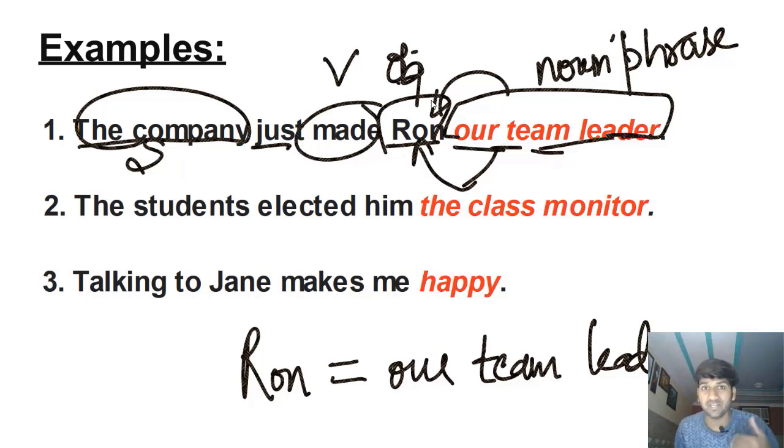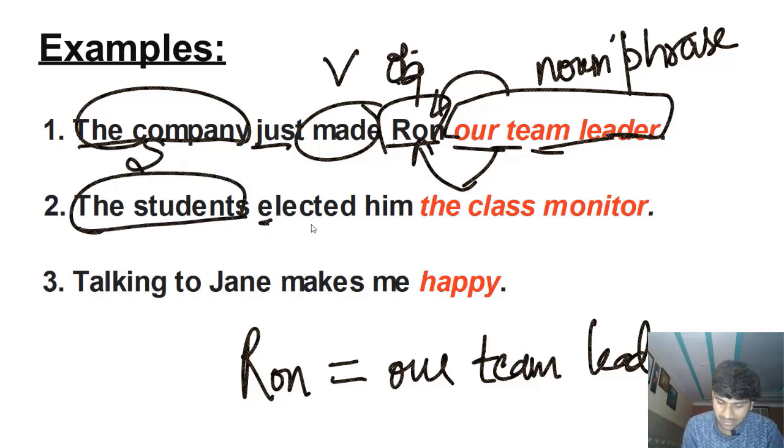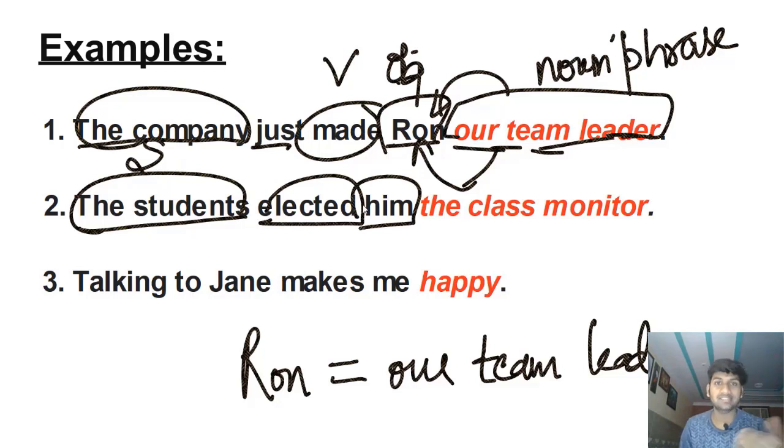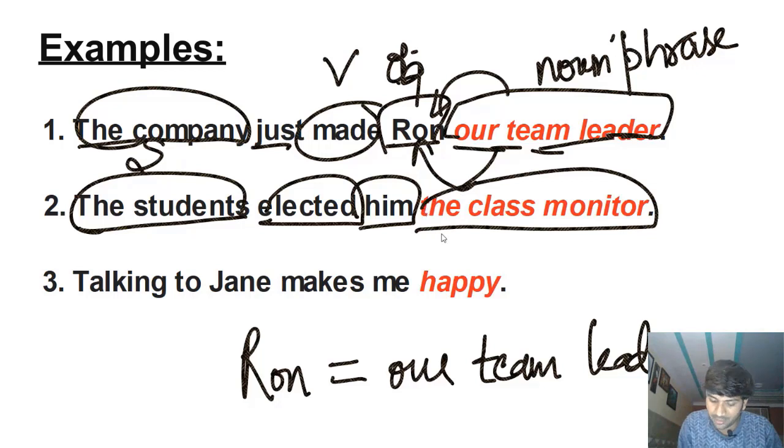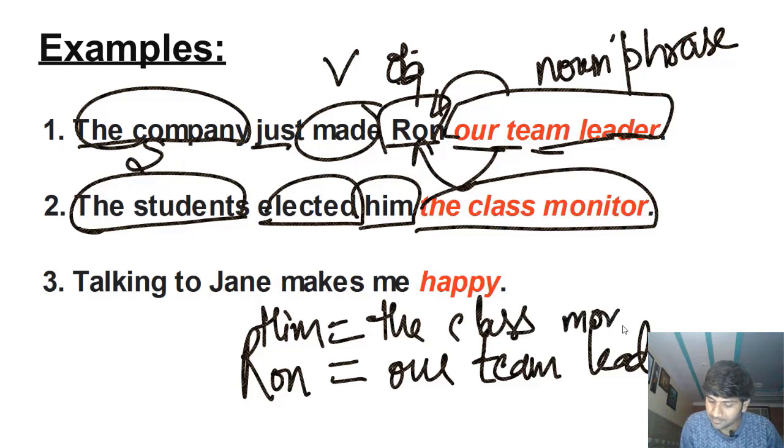So the company just made Ron what? Our team leader. The students, subject, the students elected, verb, him, object, direct object. The students elected him, which is fine, which is a complete sentence, right? The students elected him as what? The class monitor. So again, him equals the class monitor. Now, it can be an adjective as well.